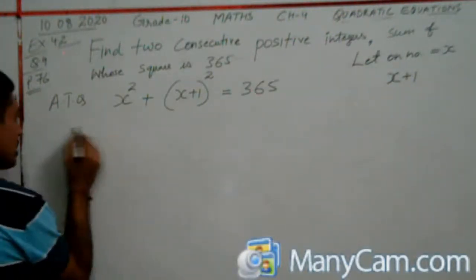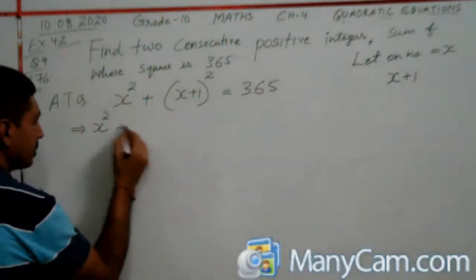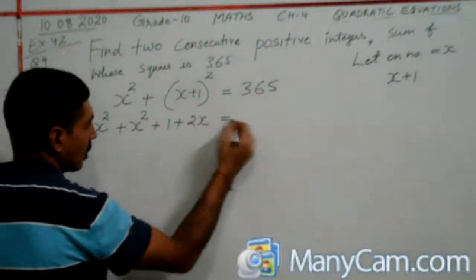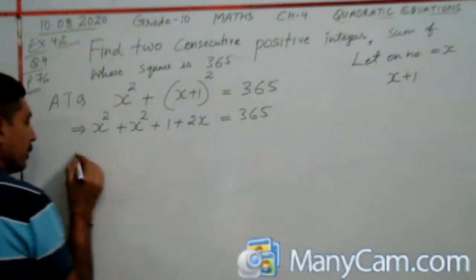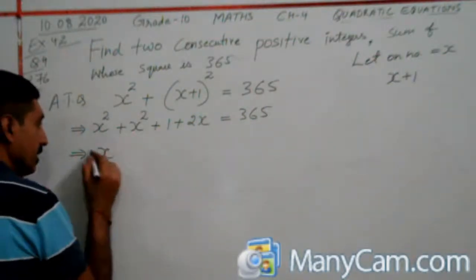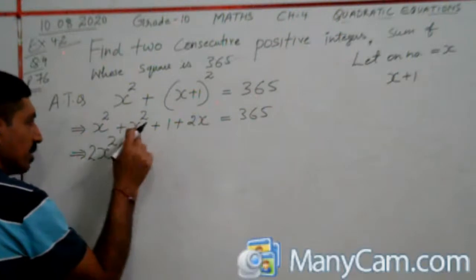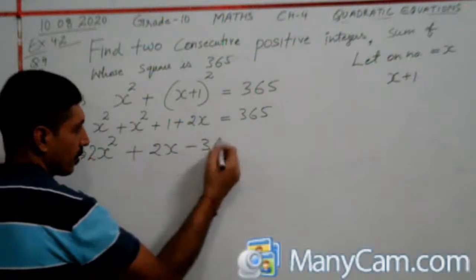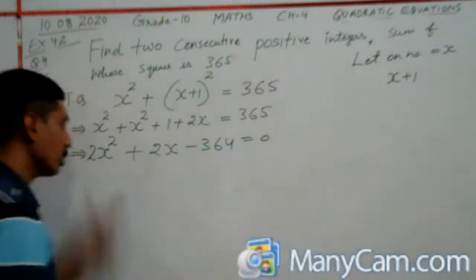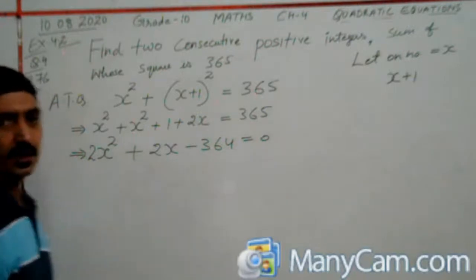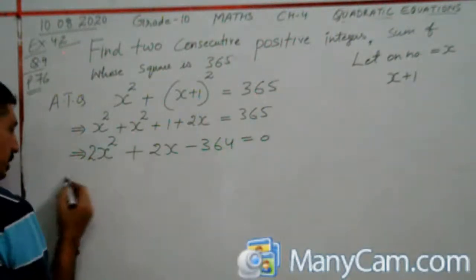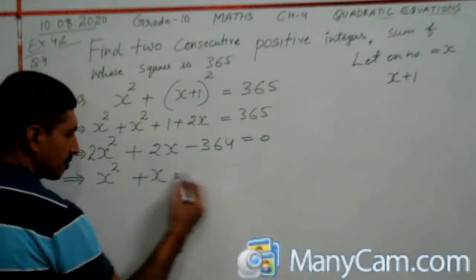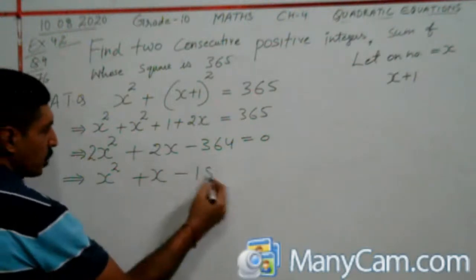So here this implies that x square plus x square is 2x square, plus 2x. Now 2 is common in the whole equation. The equation can be written as x square plus x minus 182 is equal to 0, since 2 ones are 2, 2 eights are 16, 2 twos are 2.